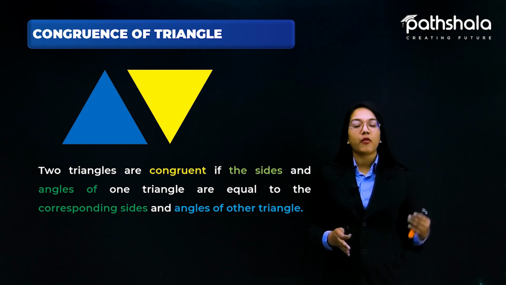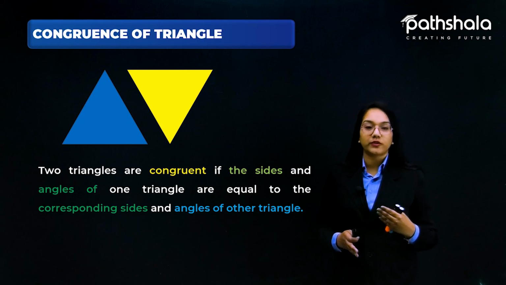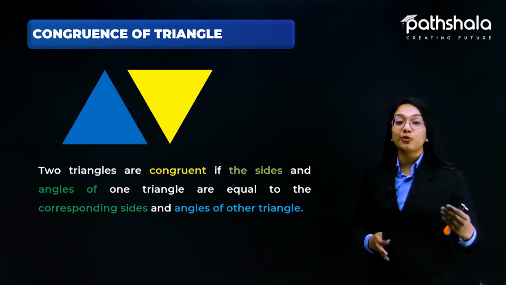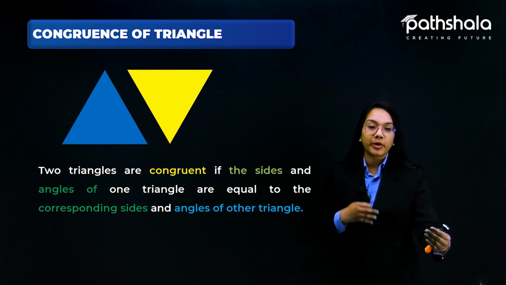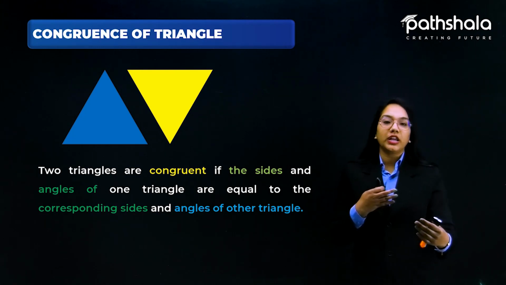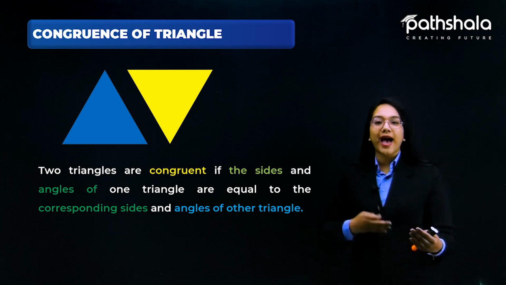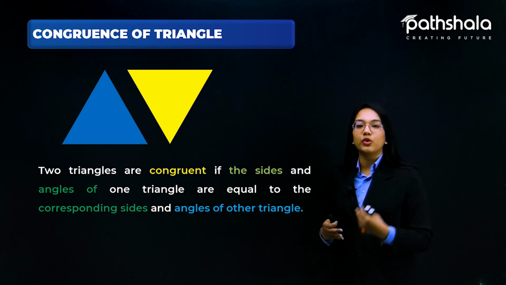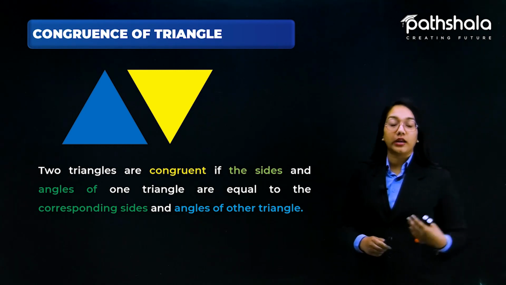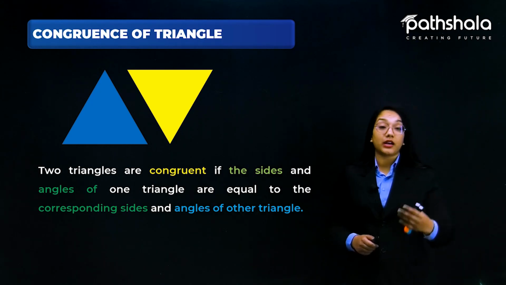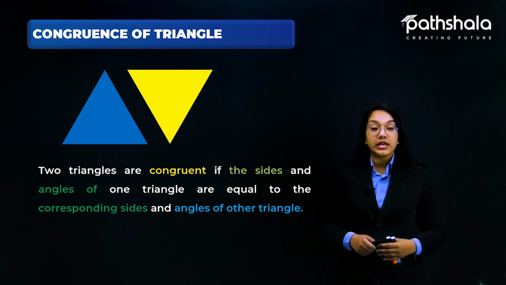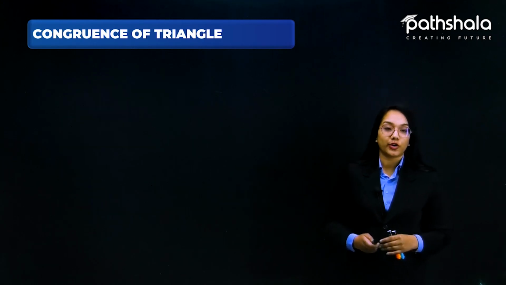Always remember, whenever we talk about the congruence of two triangles, they are said to be congruent to each other if the sides of one triangle are equal to the sides of the other triangle, and the angles of one triangle are equal to the corresponding angles of the other triangle. Let us take an activity and see how we can say whether two triangles are congruent to each other or not.